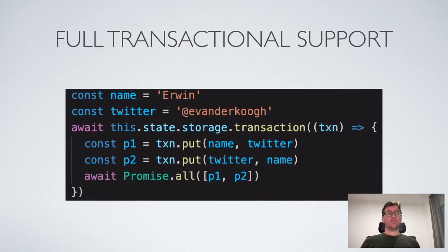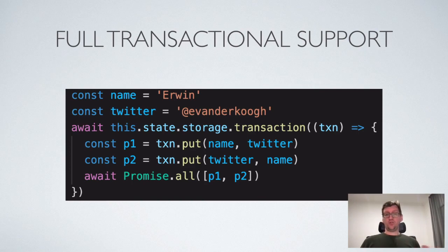A Durable Object has full transactional support, a real proper database. For example, if you want to create a lookup table, which can look up a name from a Twitter handle, or a Twitter handle from a name, you can do these two puts in a row inside a transaction. And either both of those will succeed, or both of those will fail.